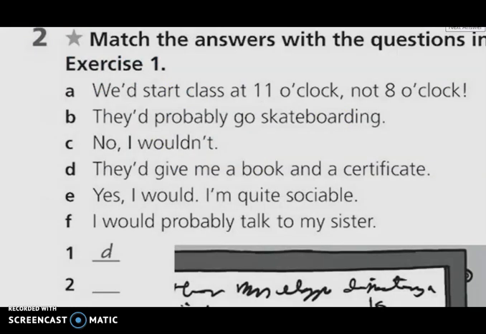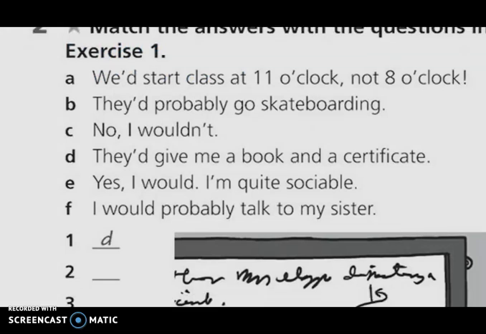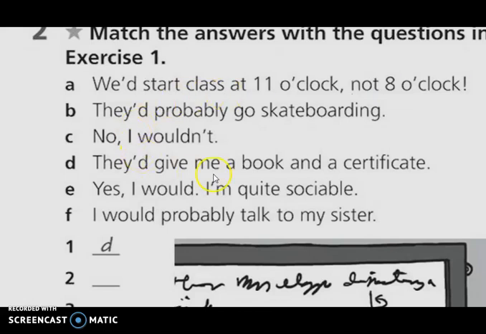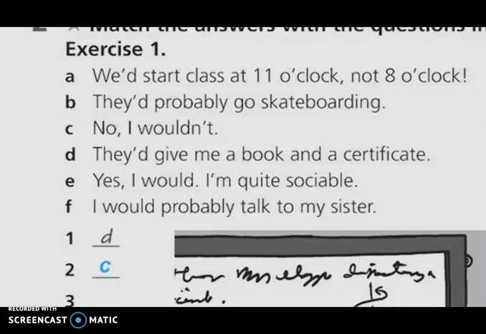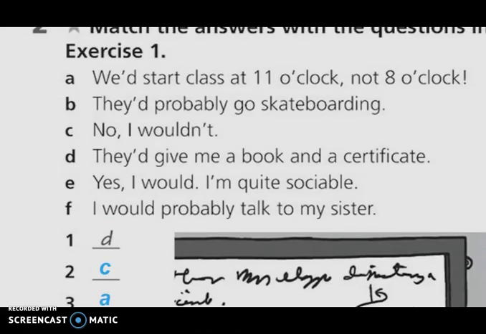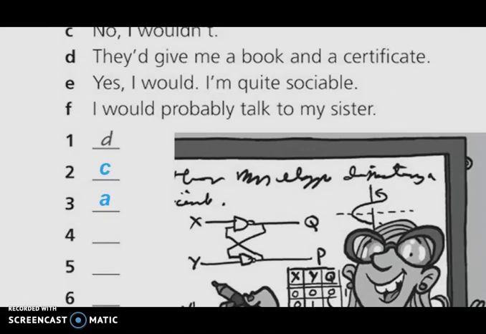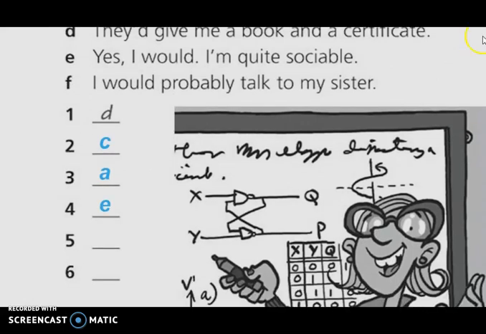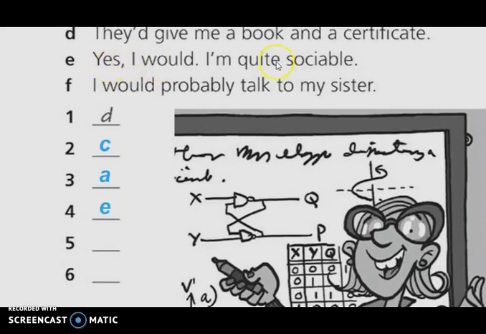Here we have to match the answers with the questions in exercise number 2. So the first question with D, they would give me a book and certificate. Number 2 with C, no, I wouldn't. Number 3 with A, would start class at 11 o'clock, not 8 o'clock. What about 4 with E? Yes, I would. I'm quite sociable. When you made questions in exercise number 1, you have to match the answers here.